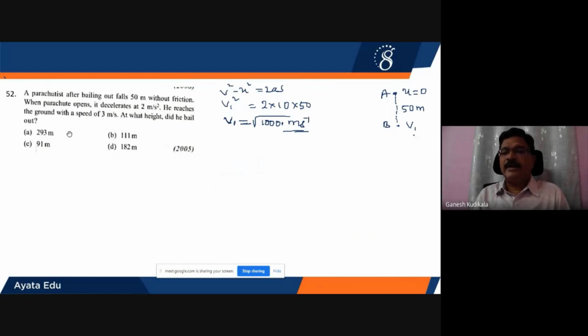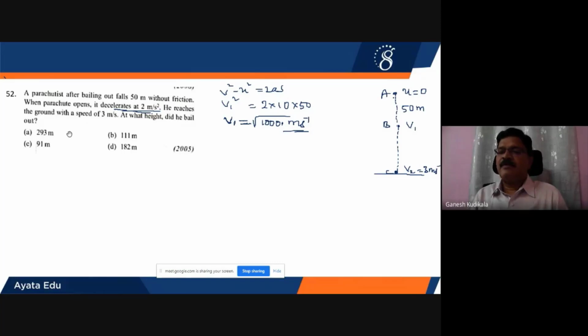Now, at this particular point, he has opened the parachute. When the parachute is opened, he decelerates at a rate equal to how much? To 2 meters per second square. Therefore, he is coming down with retardation of 2 meters per second square, so acceleration due to gravity should not be used. He reaches the ground with a velocity equal to 3 meters per second. Finally, the ground will be somewhere here. He has reached the ground at point C with a velocity V2 of 3 meters per second.